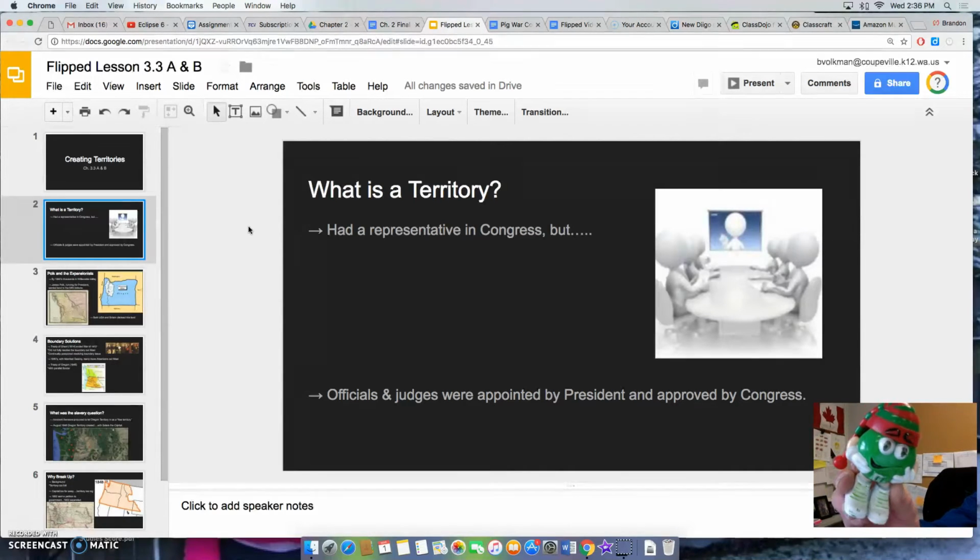Also, in a territory, officials and judges were appointed by the president, and then they were approved by Congress. So people in territories couldn't even vote on who was in charge of their territory. You could get a guy who knew nothing about you.